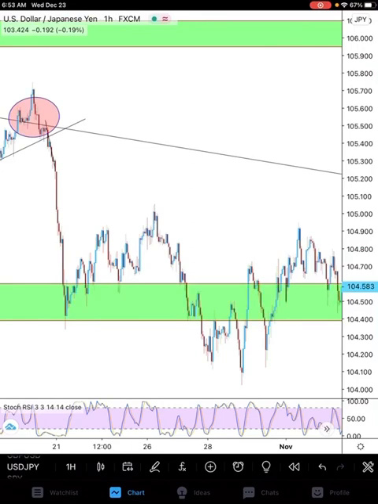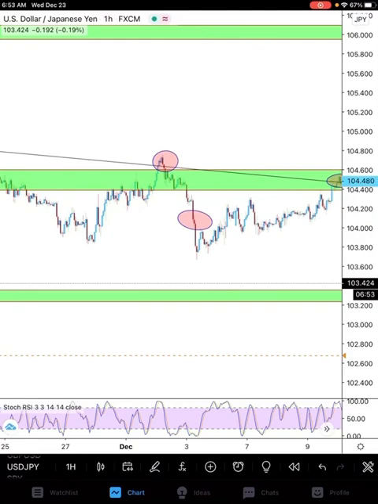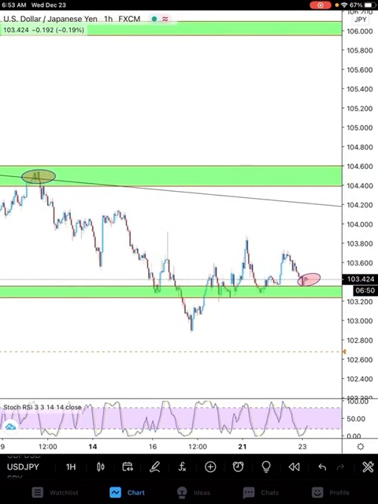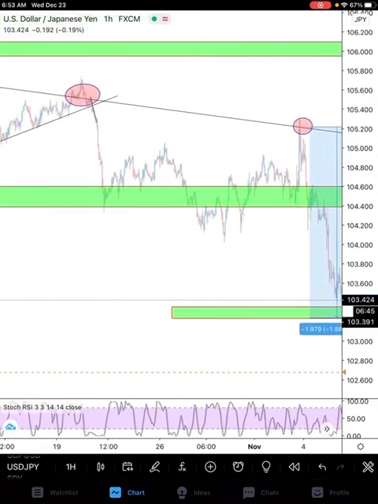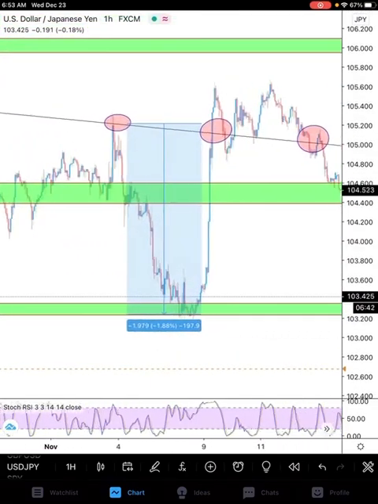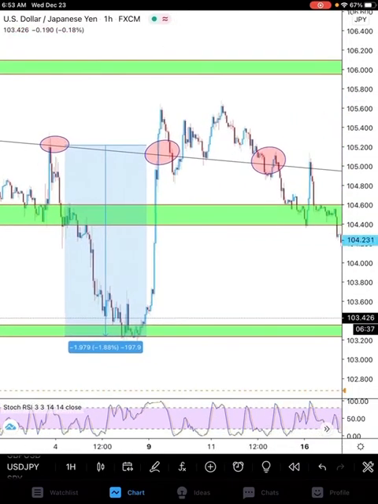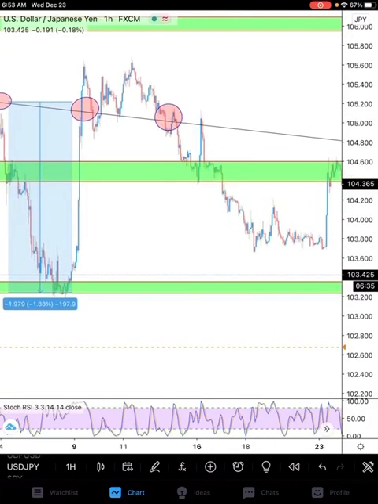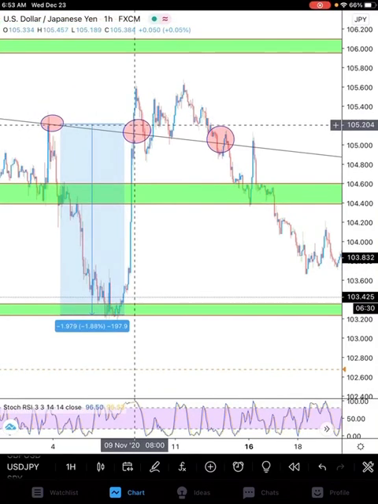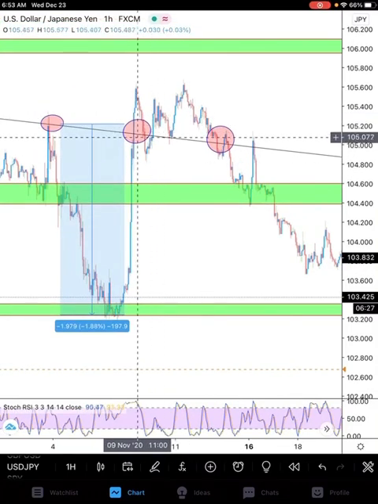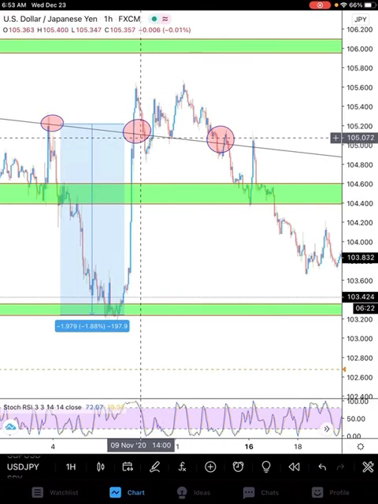Let's see here. I mean, I don't know if I have to keep explaining all of these red circles to you. You should know what they are. It's definitely a fake break right here. At the time, you probably don't know that it's fake. You know, this is a super fake out.